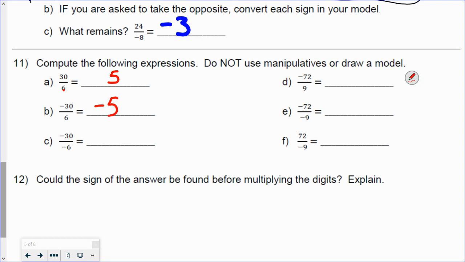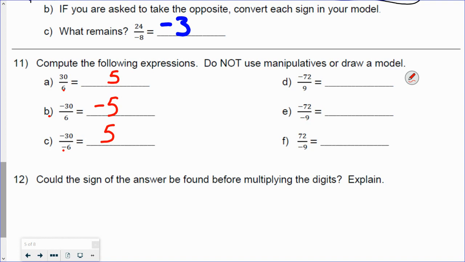But C is where it becomes different because you want to take the opposite of what you had in B, because you have that -6 at the bottom. So the opposite of a negative is a positive. So our answer is a +5 for a -30 divided by a -6.